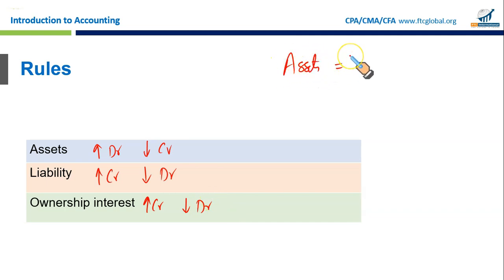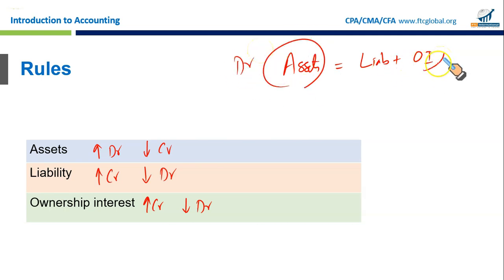We can memorize this in a much easier way. Assets are one side of the accounting equation; liabilities and the ownership interest are the other. This side is a debit. This side is a credit. Both must be balanced. So any increase in asset is debited, any decrease credited. Any increase in liabilities and ownership interest is credited, and any decrease is debited. So this is the quickest way to learn. Let us apply this in some examples.